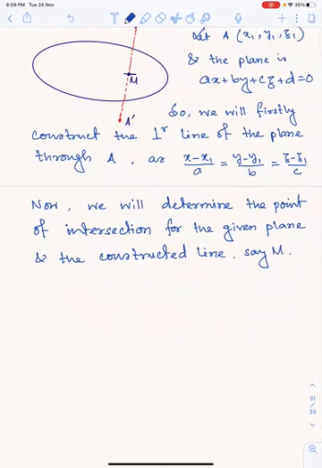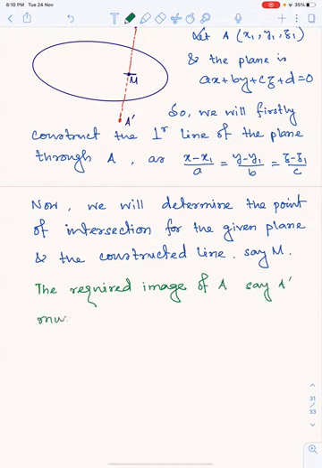So as soon as we can determine M, the required image of A, say A dash, must divide AM in the ratio 2:1 externally.